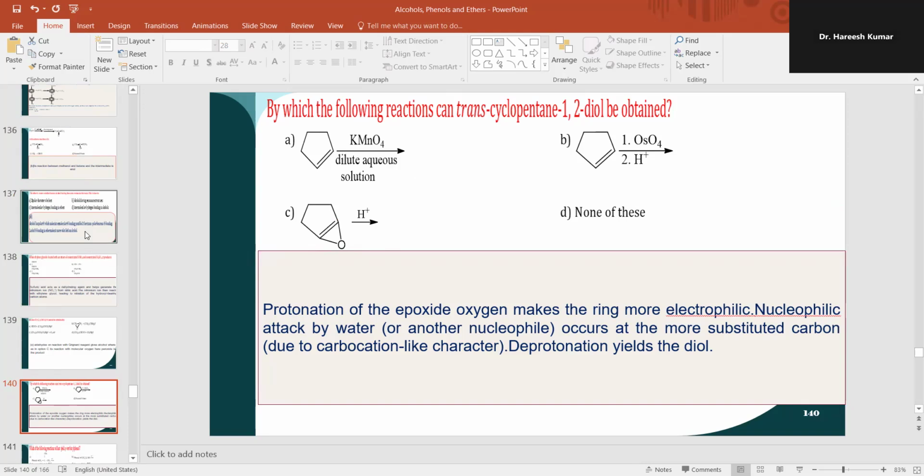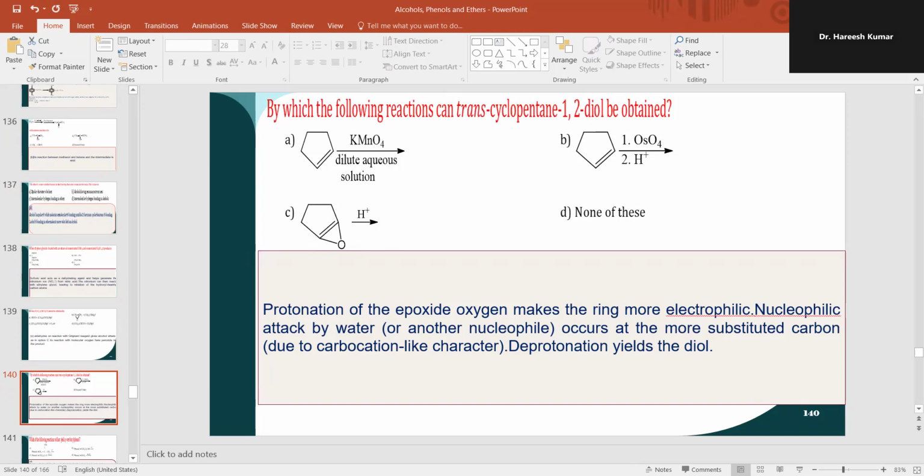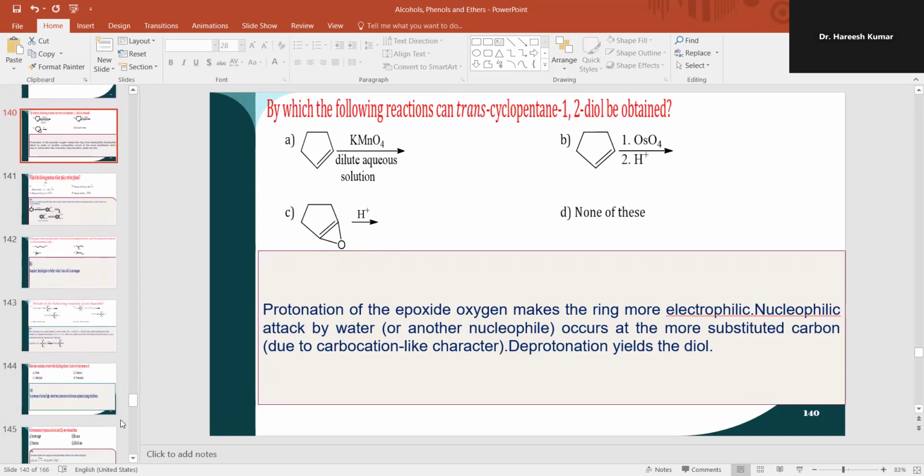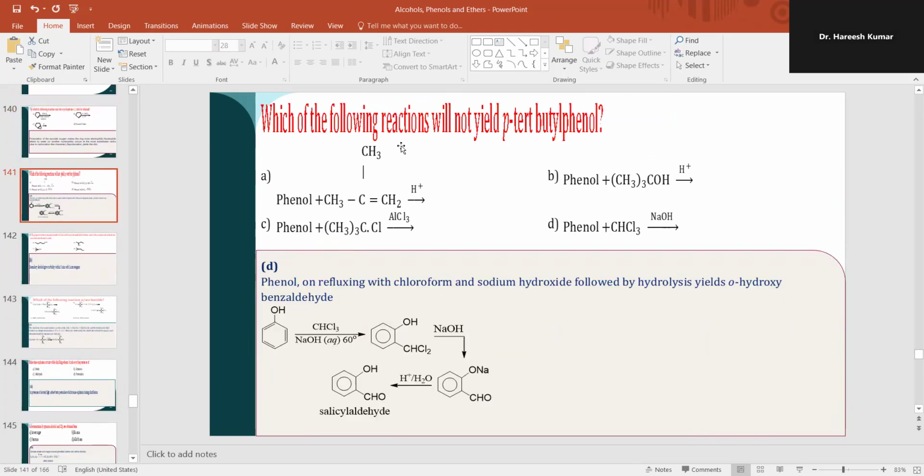Let's take another question. Which of the following reactions will not yield para-tertiary butyl phenol? So this is the one. Why? Because this is nothing but a Reimer-Tiemann, a named reaction, and this reaction will give you salicylaldehyde, whereas all other things will give you para-tertiary butyl phenol. Let's take another one.